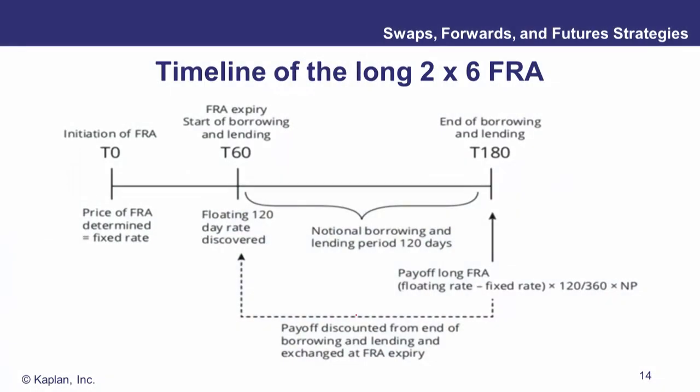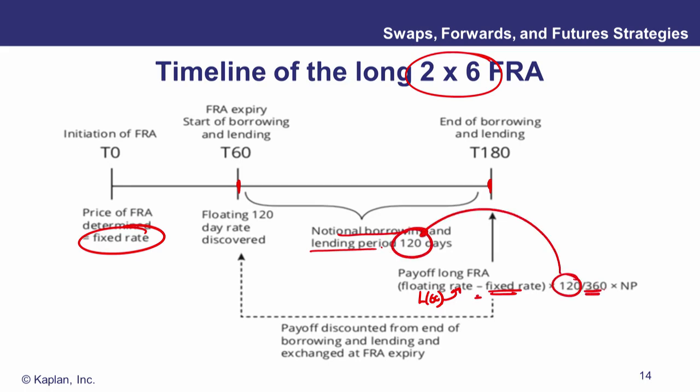Okay, so I think the graphic on the slide gives its own version of what we've just said. This 2x6 FRA is really relating to a borrowing or lending period which starts in 60 days, that's 2 lots of 30 days, and goes on till 180 days. That's another 120 days. The payoff of the FRA is what LIBOR turns out to be at time 60 over the original fixed rate, known at the outset, de-annualized for the number of days in the period out of 360 days, scaled up by the notional principal. That is the payoff of the FRA, and it is relevant to the end of the borrowing period.